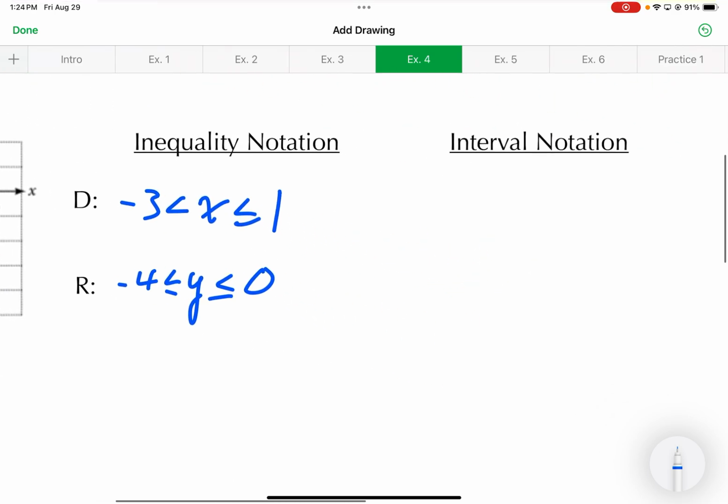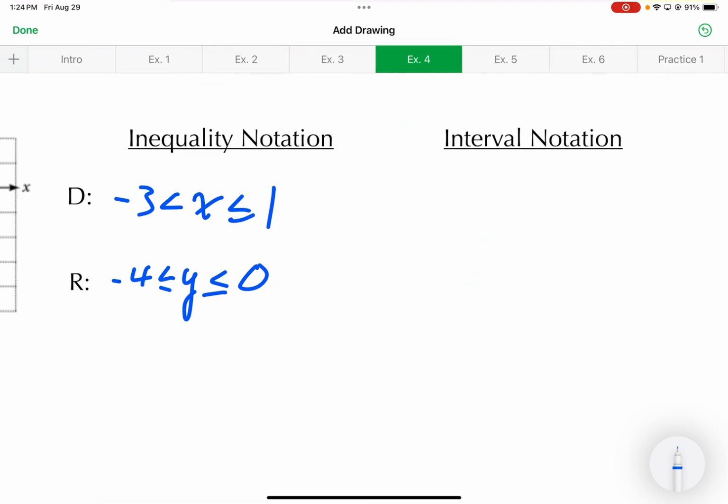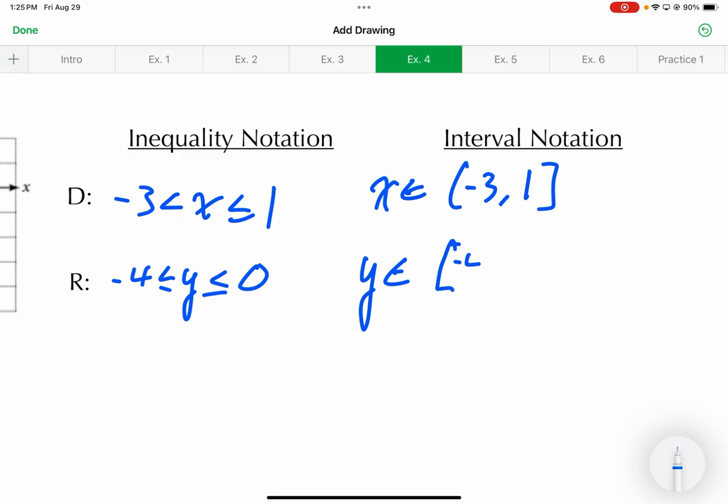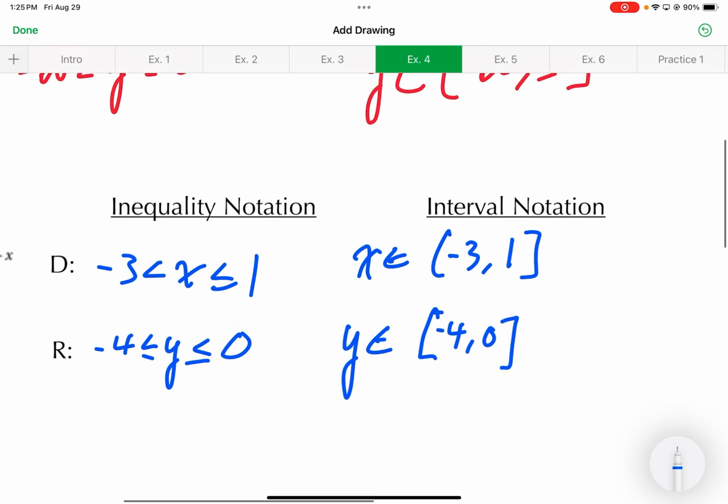All right, let's write them in interval notation. Domain. What would my interval notation for domain look like? Instead of -3, and then 1, the bracket again. So x is an element of -3 to what? 1 with a bracket on the end? I like it. What would be my range? Y is an element of what? Isabel? Bracket, -4, 0 bracket. Perfect. Okay, questions there? Feeling all right?